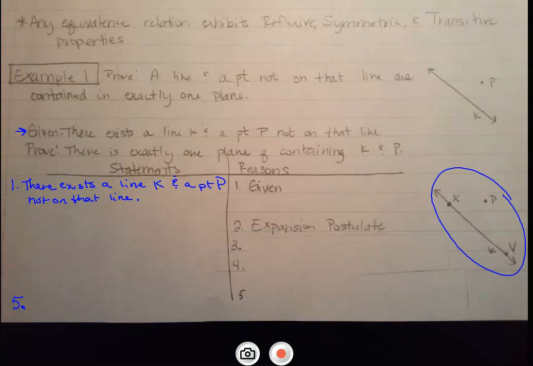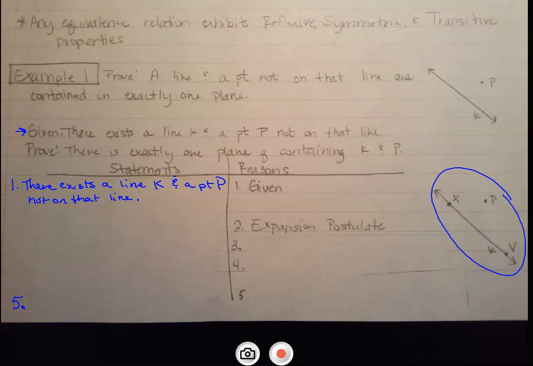There's exactly one plane containing K and P. Okay, so this one we're not going to write down in those words yet, just a second. We could, but it's easier to do when it's more of a mathematical phrase, like Q equals something, versus writing the whole sentence, because we might want to write it differently. But we still know that's what we're going for.